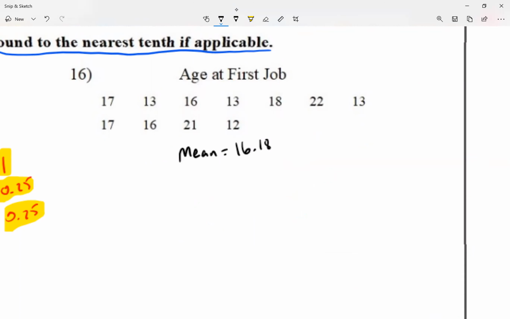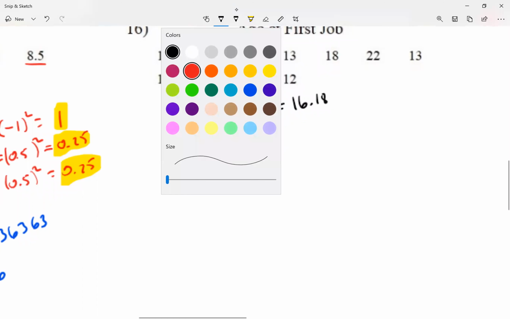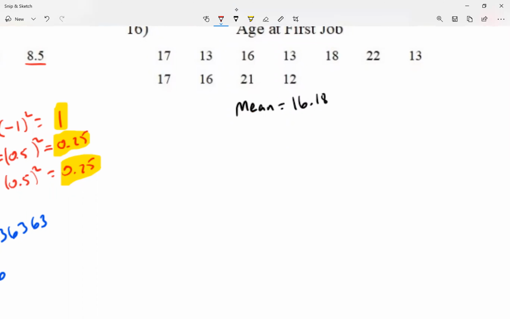Okay, so that's my mean. What I'm going to do next, I'm going to find the difference between each number and the mean. So 17 minus 16.18. And that gives me 0.82. Square it. And that gives me 0.6724. Okay, so I'm done with that number.